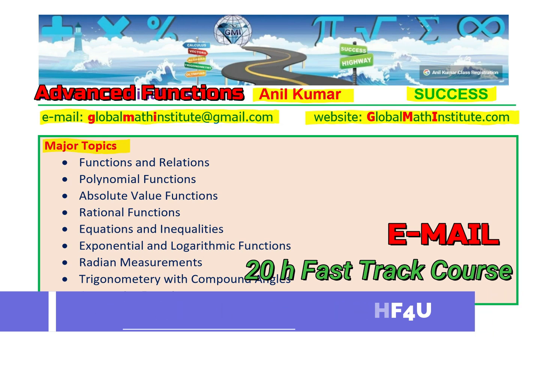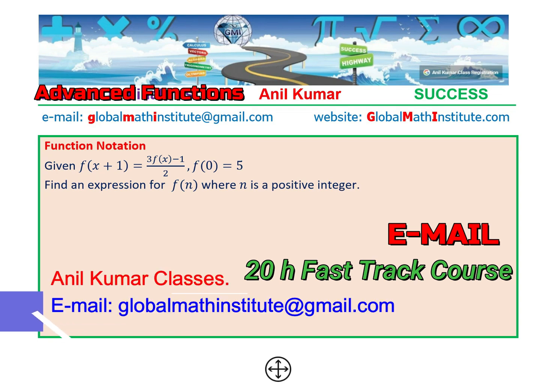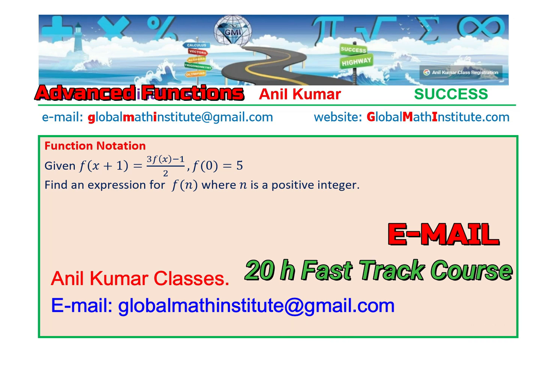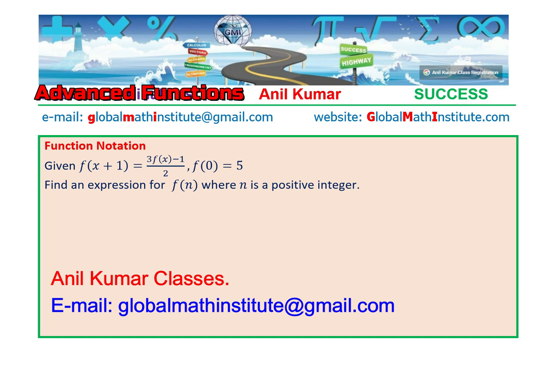Let us now explore these 20 questions which we have set for you. The very first one is based on function notation. Given f of x plus 1 equals 3f of x minus 1 over 2, where f of 0 is 5, find an expression for f of n where n is a positive integer. It's a challenge question. It's one of the difficult questions in our set of 20.